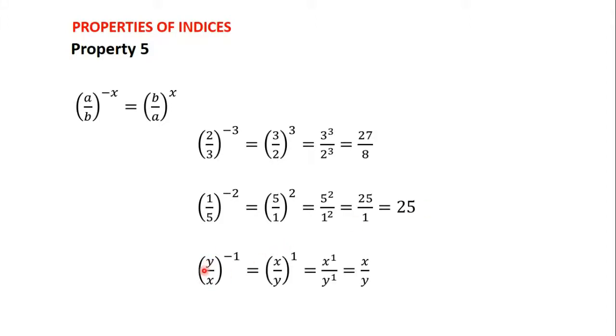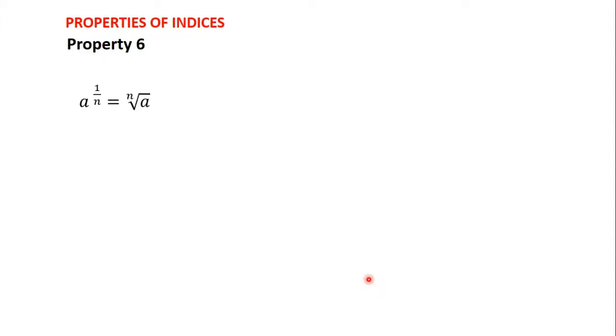If you have y divided by x exponent minus 1, if you are applying this property, you are going to get x divided by y exponent 1, which is x exponent 1 divided by y exponent 1, giving us x divided by y. So all you need to do is to reciprocate the fraction. Then you change the negative here to positive. So in this case, y divided by x exponent minus 1 becomes x divided by y exponent 1, which is x divided by y. Let's consider the 6th and final property.